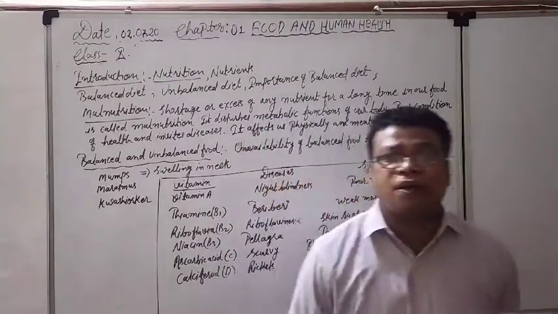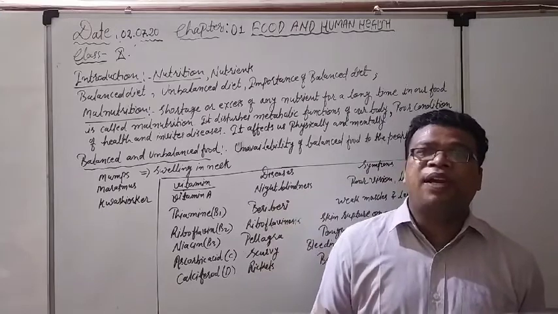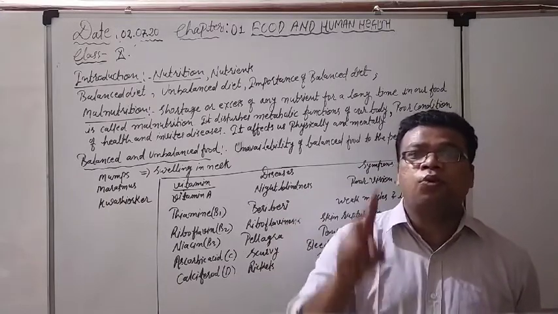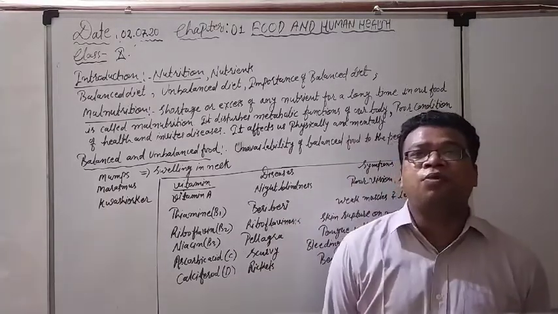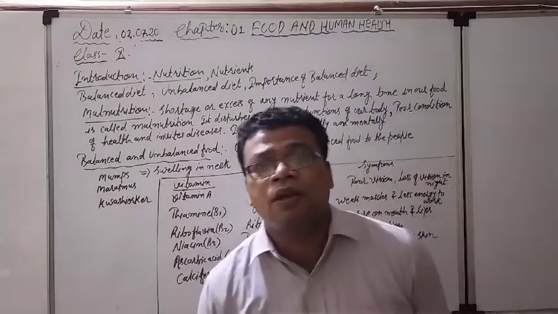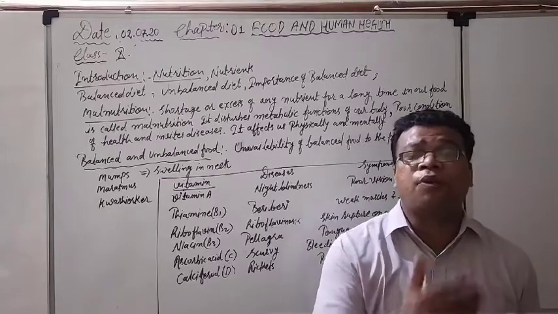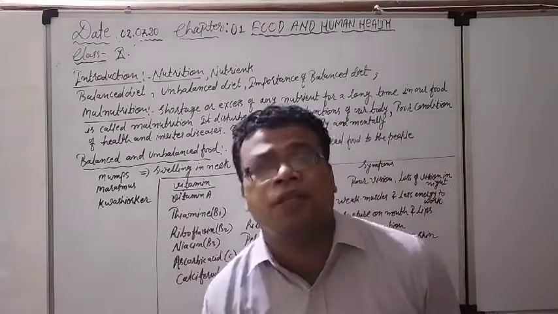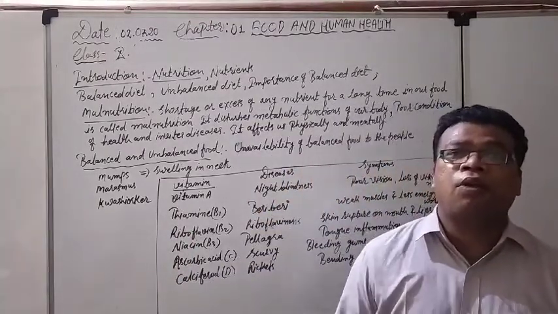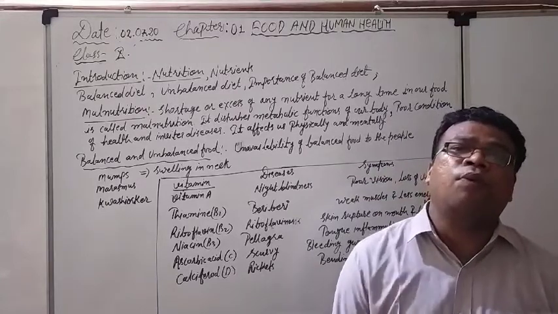After protein, fat, vitamins, and minerals, two other things are also important. What are these? One is roughage and another is water. We know that without water we cannot survive. Why? Because there are so many important functions of water that we are going to study in this particular chapter. Water maintains the temperature of our body.